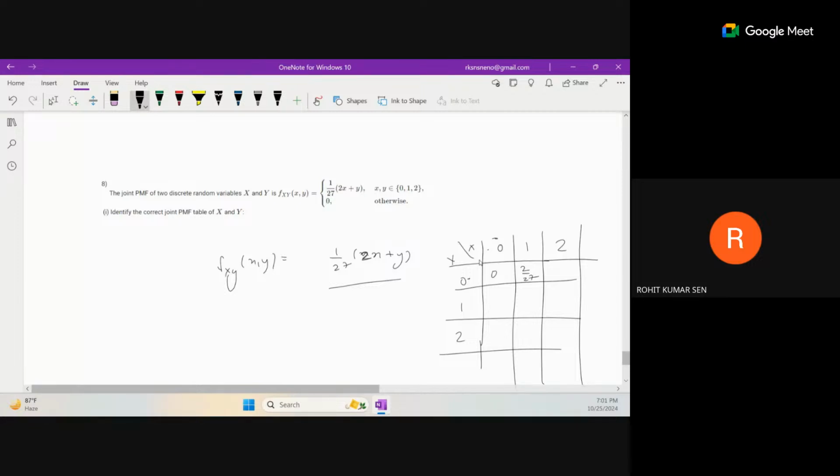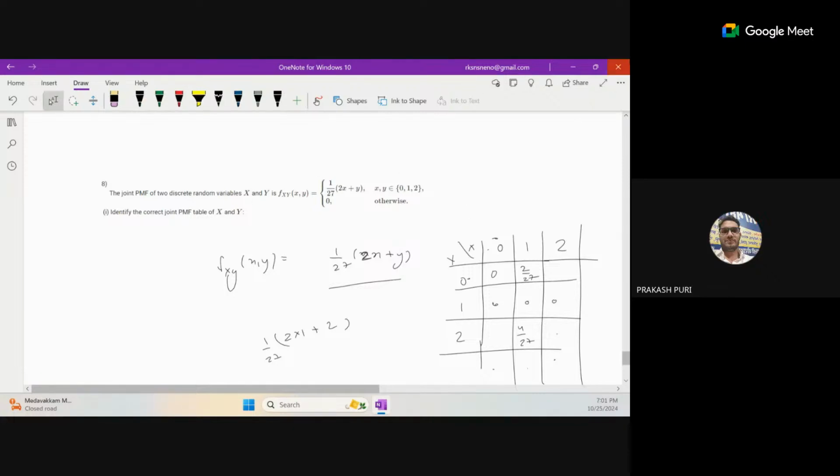If you plug in x equal to 1 and y equal to 2, it is going to be 2 into 2 into 2 plus 4, so 4 by 27. Right? You will repeat this for all of the cells, this cell, this cell, this cell, and you will get your joint PMF for x and y. So is this question clear, or do I need to fill all of the cells?